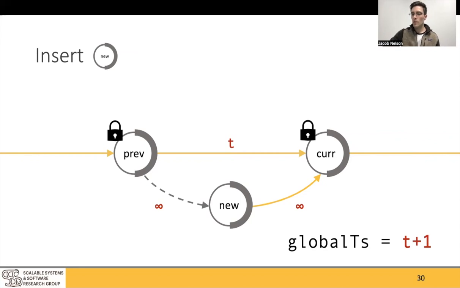Next, we're going to increment the global timestamp, and then we're going to finalize our bundles. We're going to swing the next pointer from prev to new, thereby setting the active path. And then we'll finalize our bundles with the global timestamp and release the locks, and then we're done.